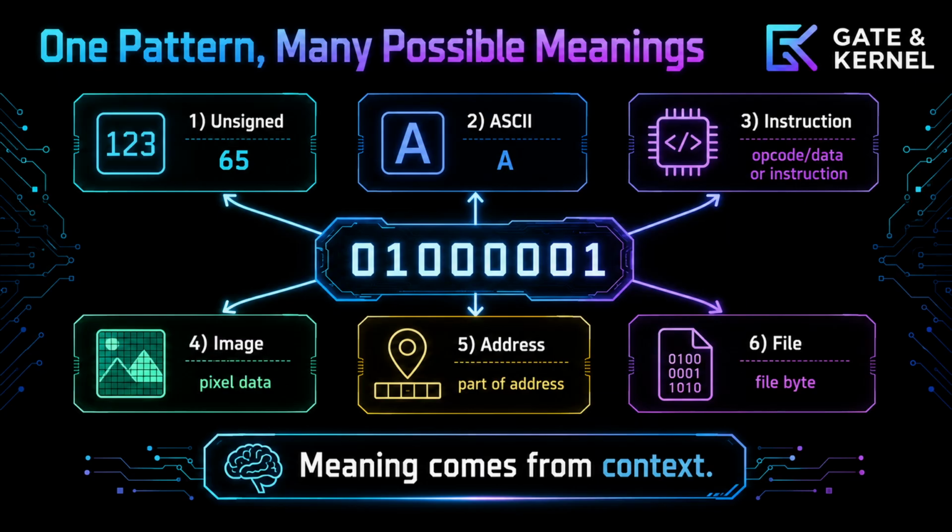Chapter 24. One pattern, many possible meanings. Consider one final example, 01000001. Depending on context, it might represent the unsigned number 65. It might represent the ASCII character A. It might be part of a machine instruction. It might be image data. It might be part of a memory address. Or it might simply be one byte inside a file. Nothing about the bits themselves tells us which interpretation is correct. The surrounding system provides the meaning.